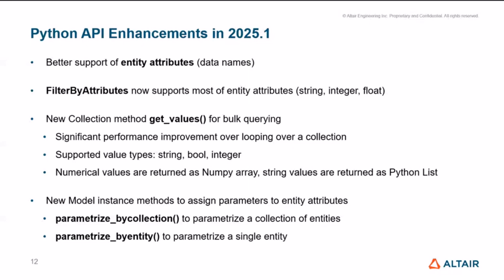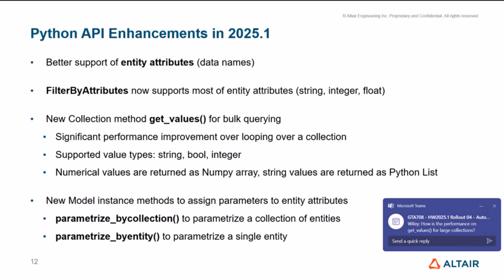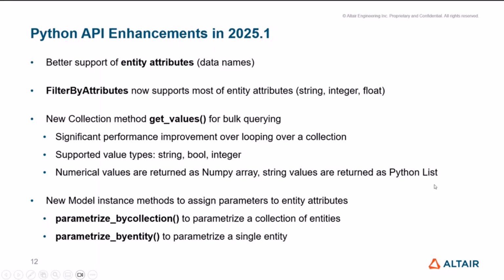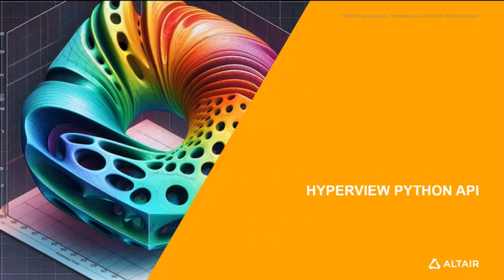Last but not least, we are now supporting definition of parameters on entity attributes in the Python API. We created 2 new dedicated methods that are available on your model class, model object, and that is parameterized by collection and parameterized by entity for a single entity. So I hope that you will enjoy all these things in 2025.1. With this, I will now hand it over to Stefan to walk you through the updates on the post side.